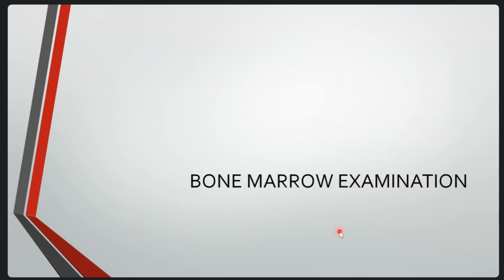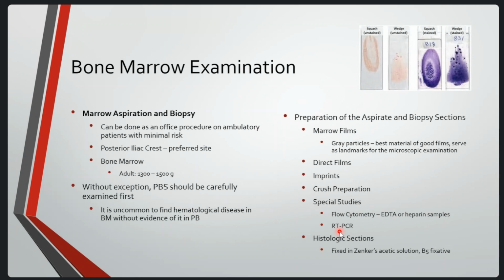Okay, so we're done with the peripheral blood. We now proceed with the bone marrow. I think we have a few slides left. The bone marrow examination can be done as an office procedure on ambulatory patients with minimal risk, and the preferred site is the posterior iliac crest, the upper part of our buttocks.